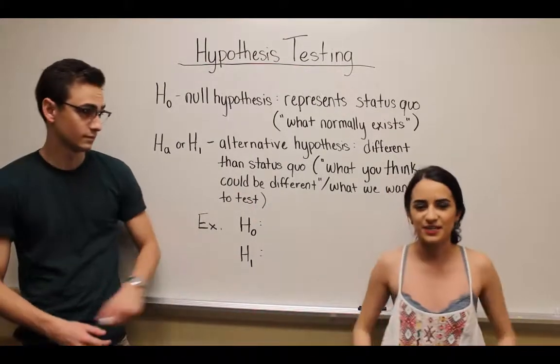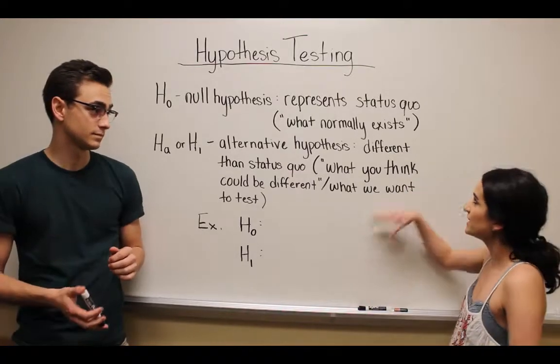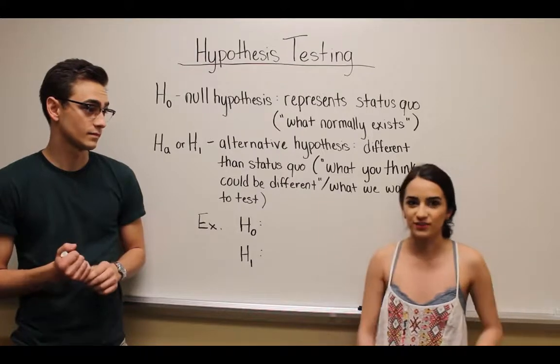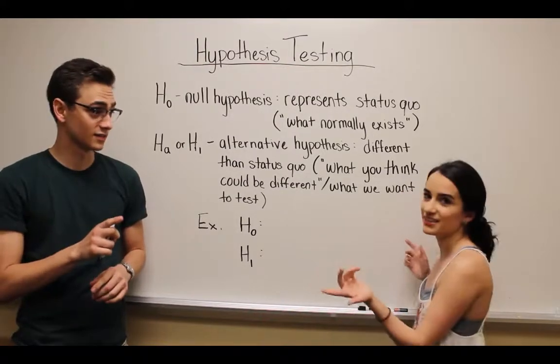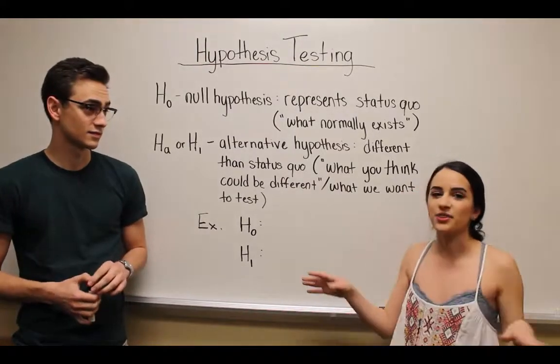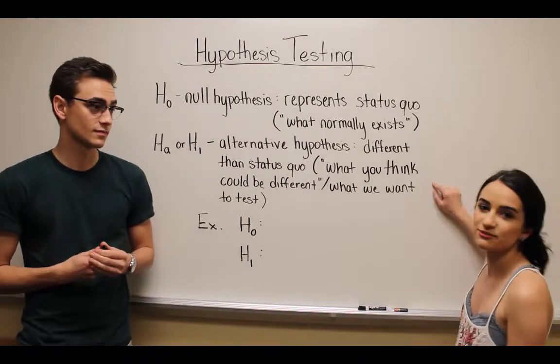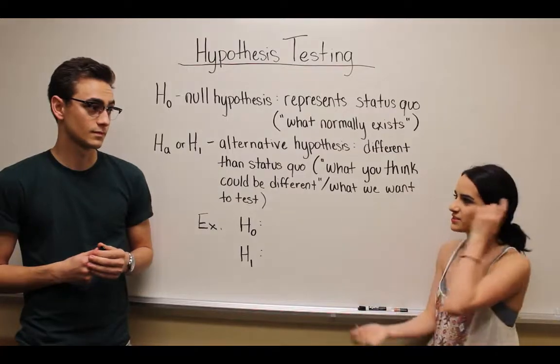So to take the example of how many meals per day, let's say we wanted to say that we think people eat more than 3 meals per day. Well, that would be, or less. So we just think that it's not 3. Then that would be our alternative hypothesis, because it's different than what we accept as the status quo.